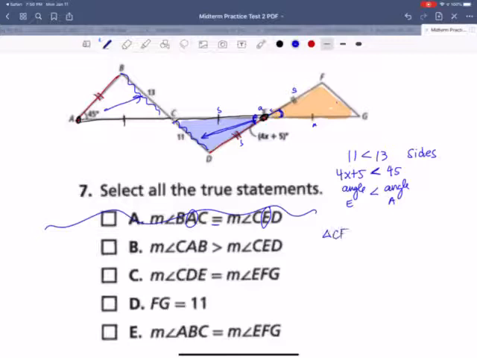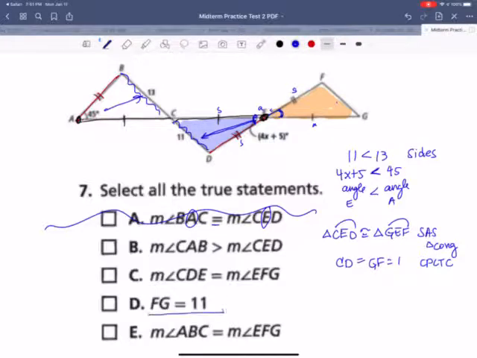There's two concepts in this problem. CED has to be the same triangle as GEF because of side angle side triangle congruence. So that means using CPCTC, CD, first and last, has to equal GF, first and last, and they both have to equal FG. So this one has to be true. This has to be 11.